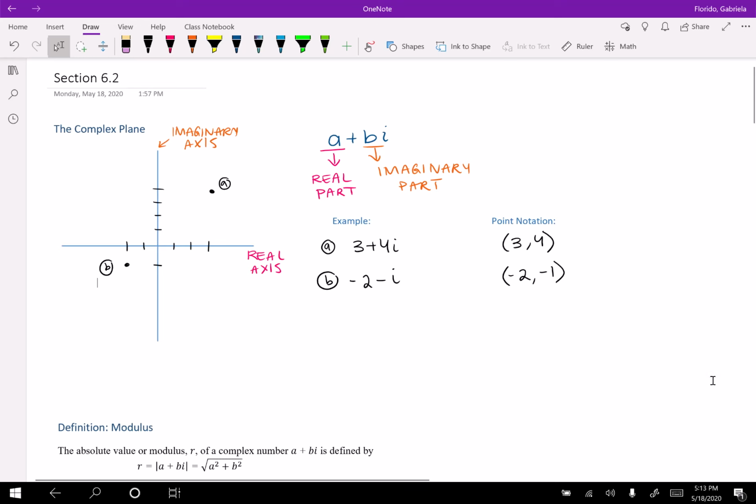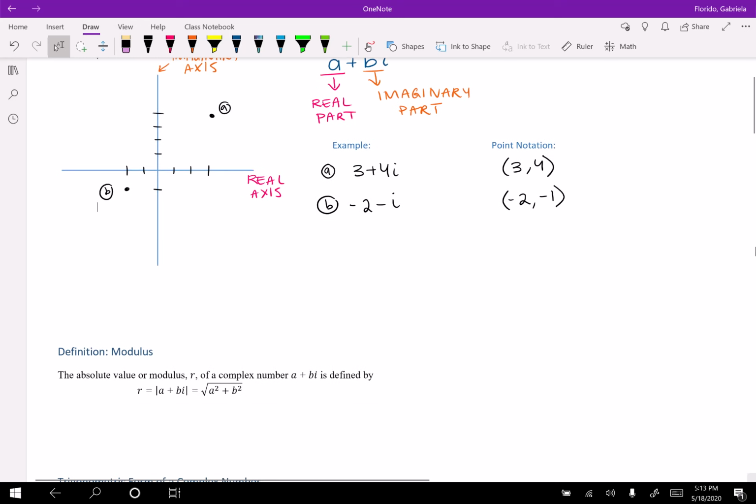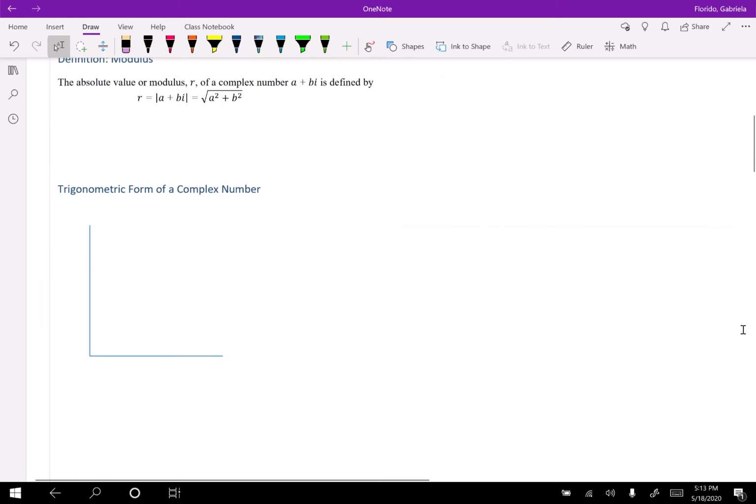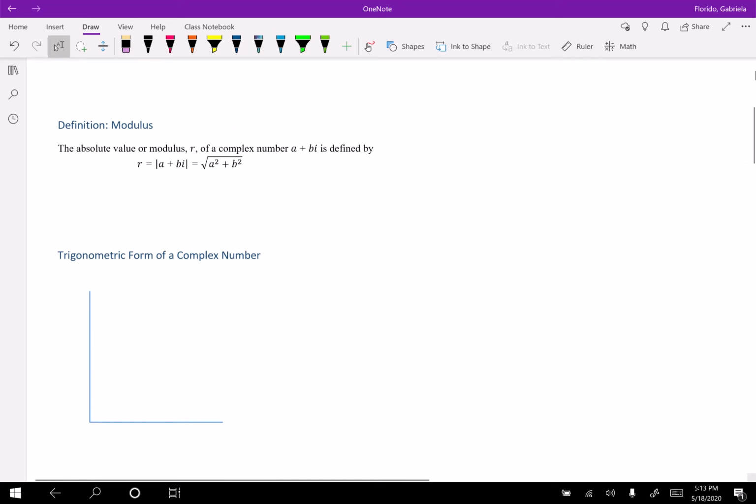Every complex number is going to have a modulus. You might be asking yourself, what is a modulus? So let me define it. The absolute value or modulus r of a complex number a plus bi is defined as r equal to the absolute value of a plus bi, which equals the square root of a squared plus b squared. So again, it's defined to be the square root of the real part squared plus the imaginary part squared.